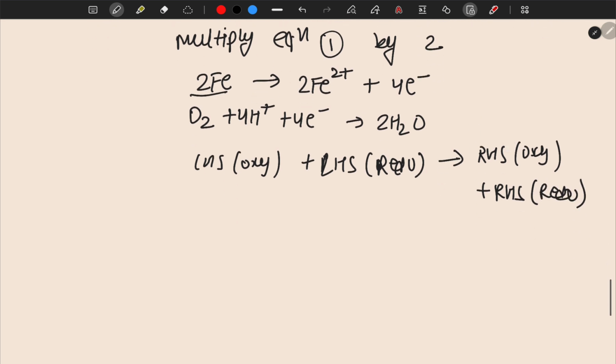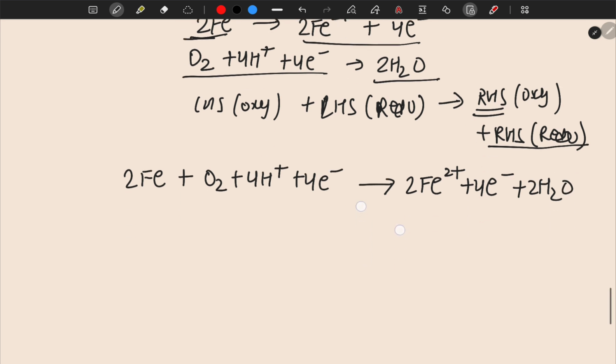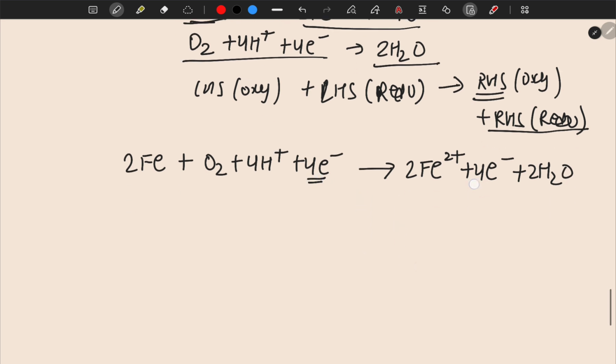Okay, so now what should I do? What are the things that are in the LHS of my oxidation reaction? Write them, 2Fe plus what is the LHS of reduction reaction? O2 plus 4H plus 4 electron. We are done with the LHS, then put the arrow. Then what is the RHS? First RHS is this, so 2Fe 2 plus 4 electron. And what is my RHS of reduction reaction? This is my RHS of reduction reaction, 2H2O. So now you can see this 4 electron is here, 4 electron is there.